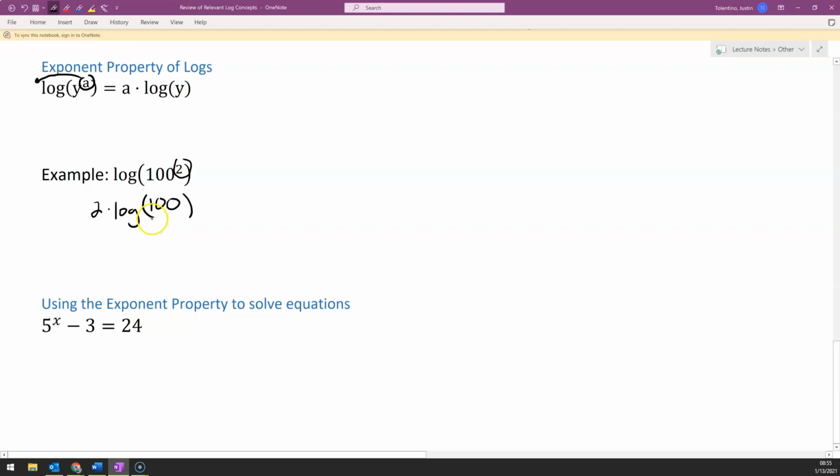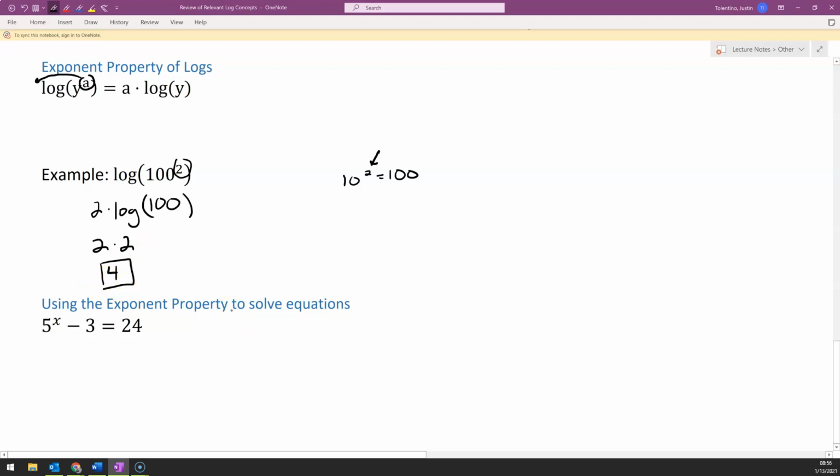And if we think about what this log of 100 is, again, this is just saying what's the exponent on 10 that gives us 100. Well, you might remember that 10 squared is 100. So this logarithm that's asking what's the exponent would just be the exponent of 2. So this would become a 2 here, which now we get 4. So the log of 100 squared is 4, meaning the exponent on 10 that gives you 100 squared would be the exponent of 4.